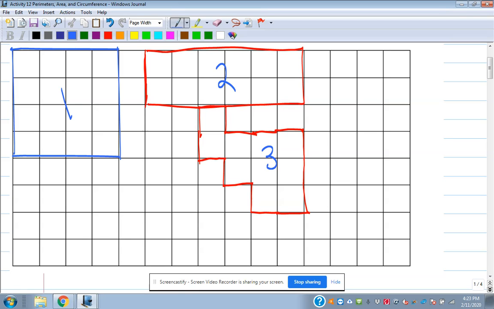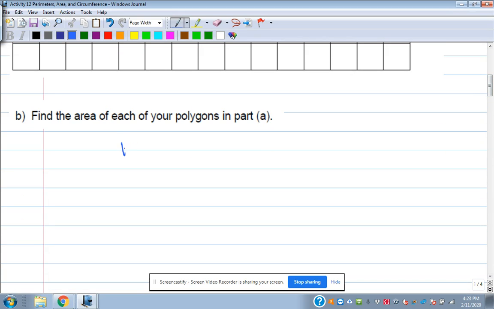Yeah, it's the inside part that's the area. The perimeter is the rim, the outside of that. So the area is the space in between. So finding the area, we're going to count up the blocks, the total number of blocks. So 1, 2, 3, 4, 5, 6, 7, 8, 9, 10, 11, 12, 13, 14, 15, 16. 16 blocks. So the area of shape 1 is 16 square centimeters, or centimeters squared is the notation.